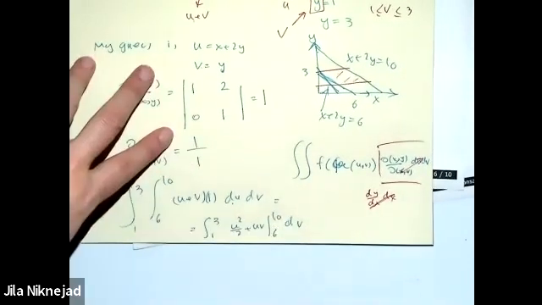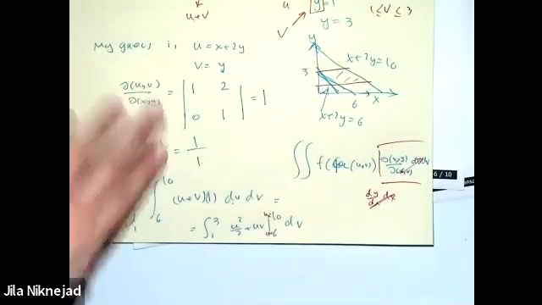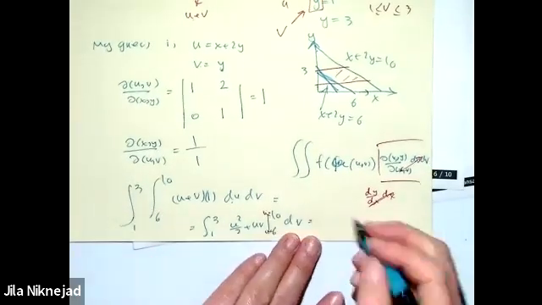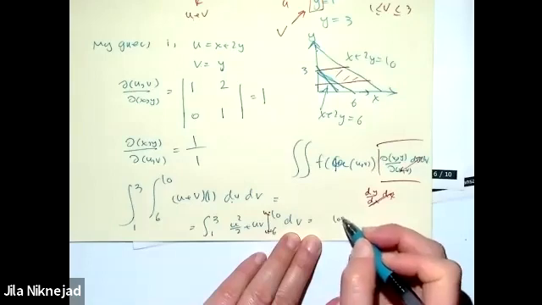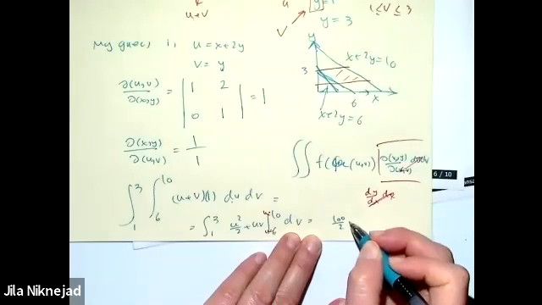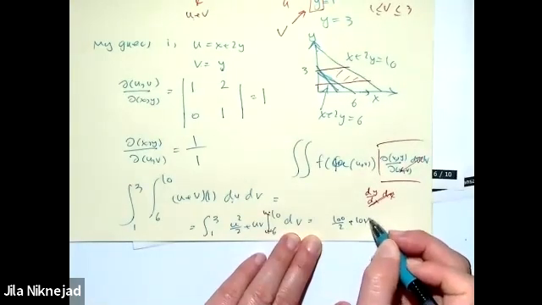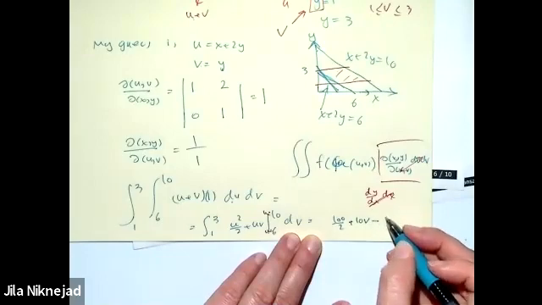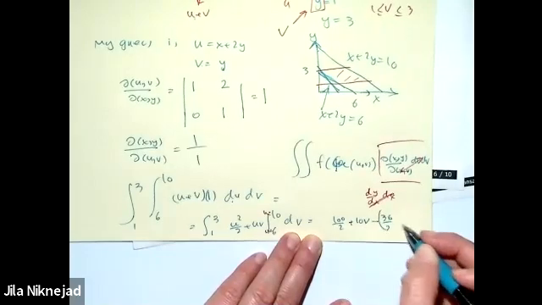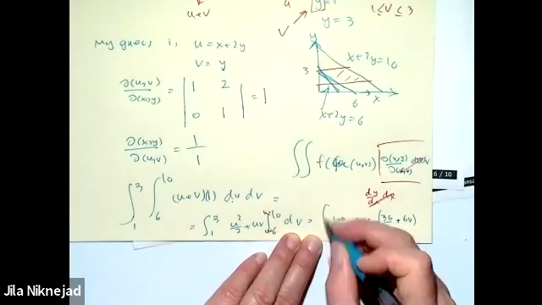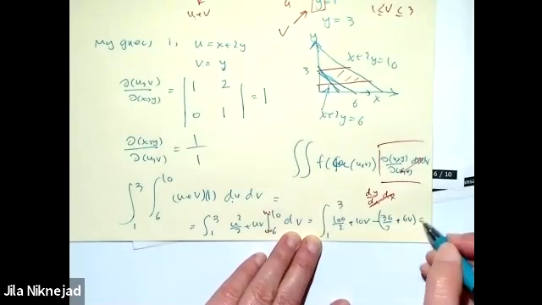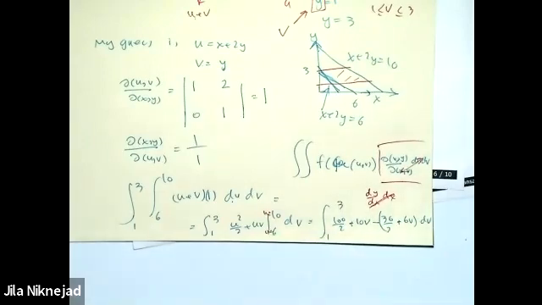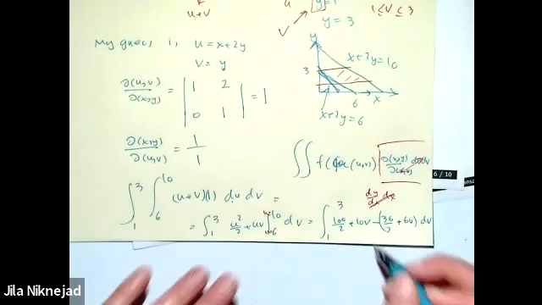And u has to be plugged in. 100 divided by 2 plus 10v minus 36 divided by 2 plus 6v. Can I stop integrating? I think you guys got the point. And so you can find that. I think it's going to be 80.